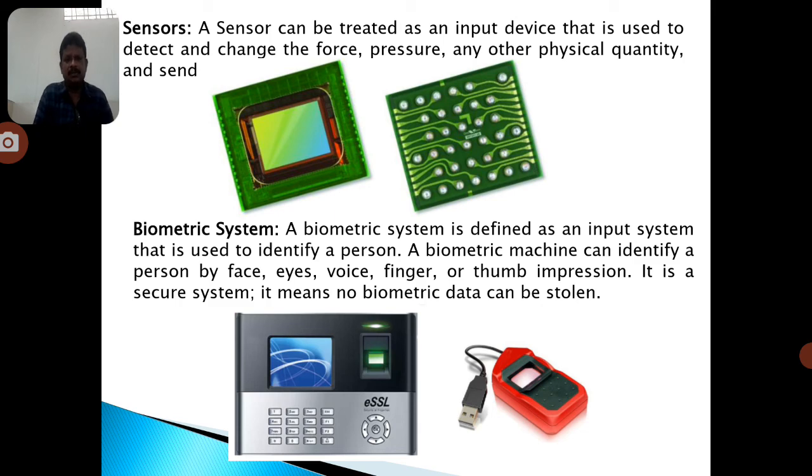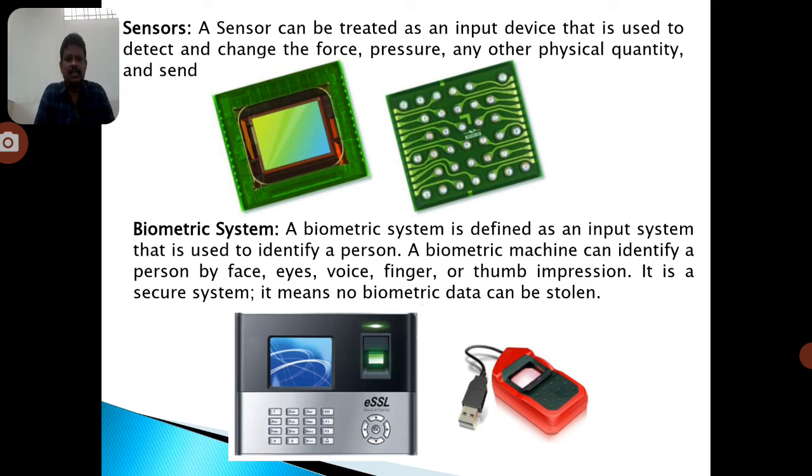And the next one is the biometric system. Nowadays this is a very useful input device to recognize human identification. Through this biometric system, any office or organization can record the entry time, the leaving time, and every transaction related to the time factor. The biometric system is defined as an input device that is used to identify a person. That means a person can be recognized as a person or not.